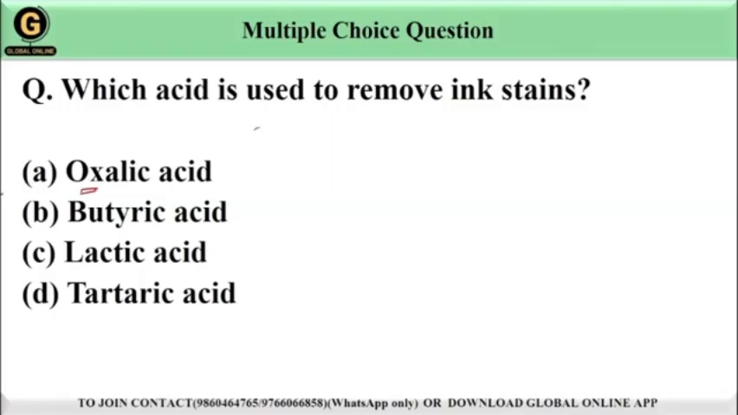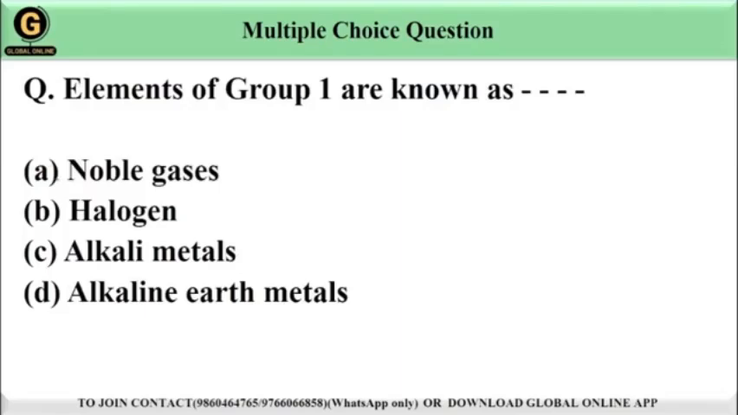including ink stains on clothes. Oxalic acid is found in various cleaning products because it can effectively remove stains from surfaces, including ink stains on clothes. However, it should be handled carefully. So the correct option will be option A, oxalic acid, which is used to remove ink stains from fabrics. Okay, understood? Let's move on.